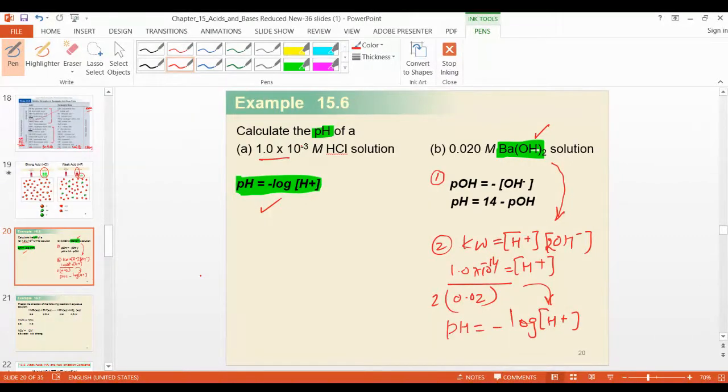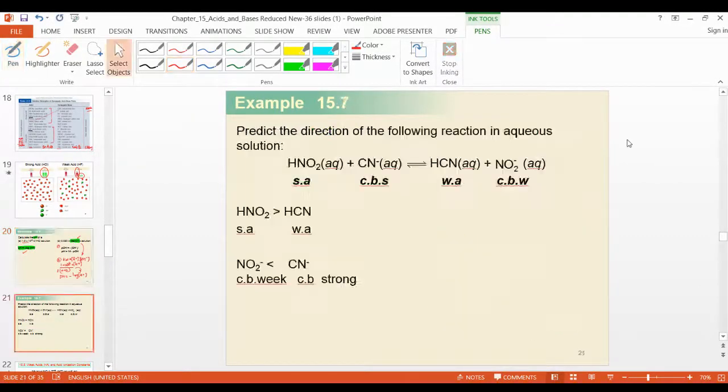So you can calculate this one. Now this is another question. Now predict the direction of the following reaction in aqueous solution.